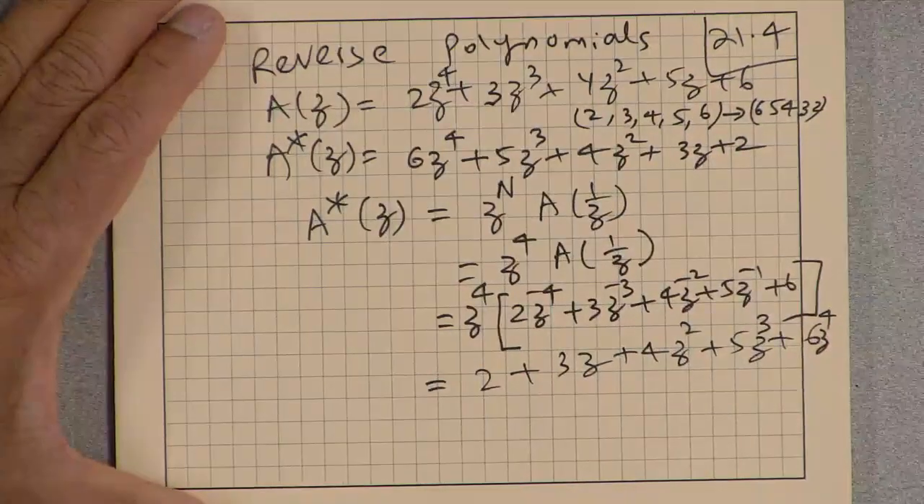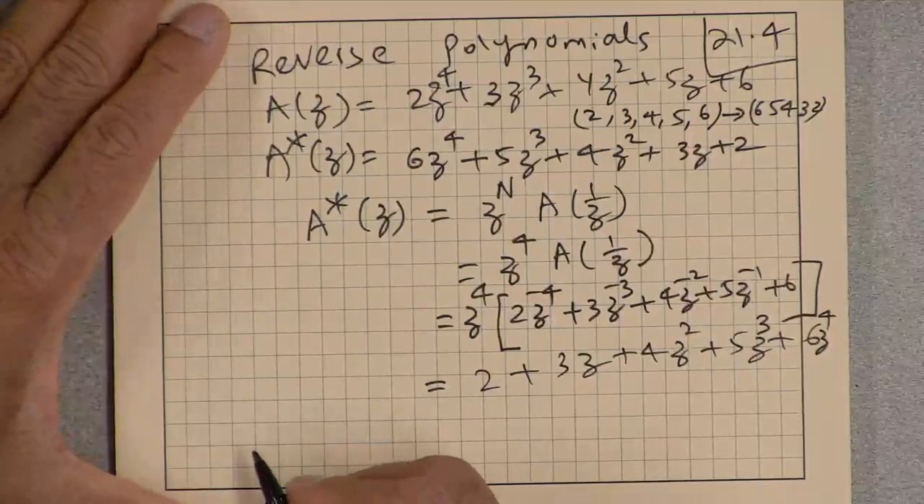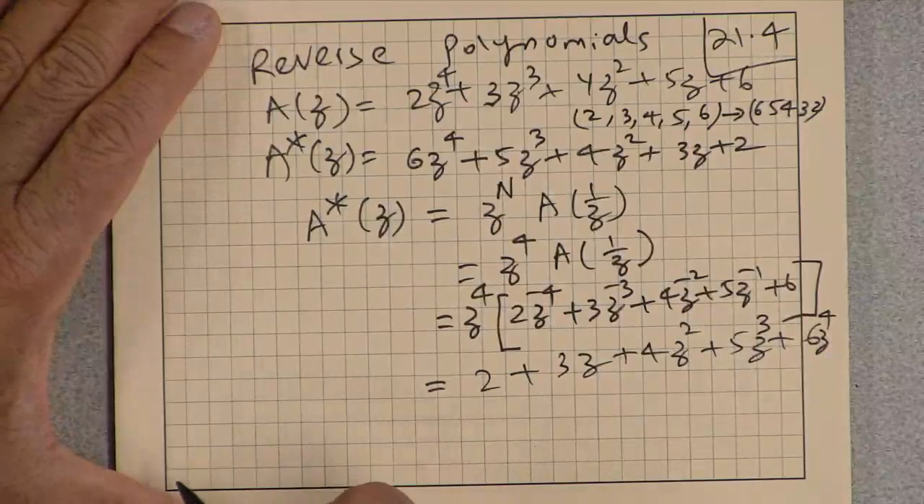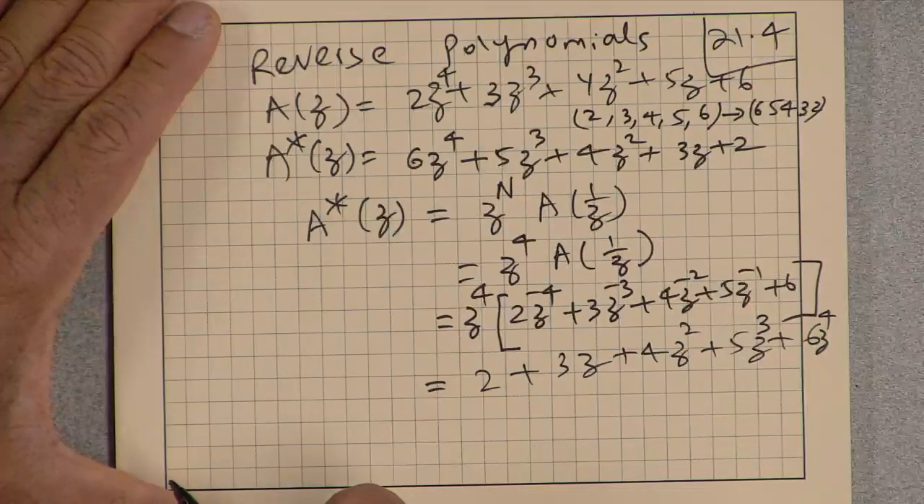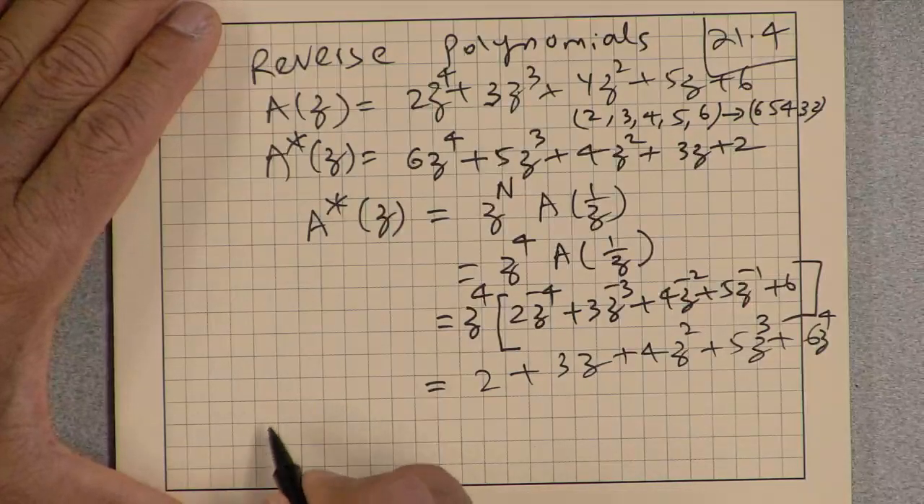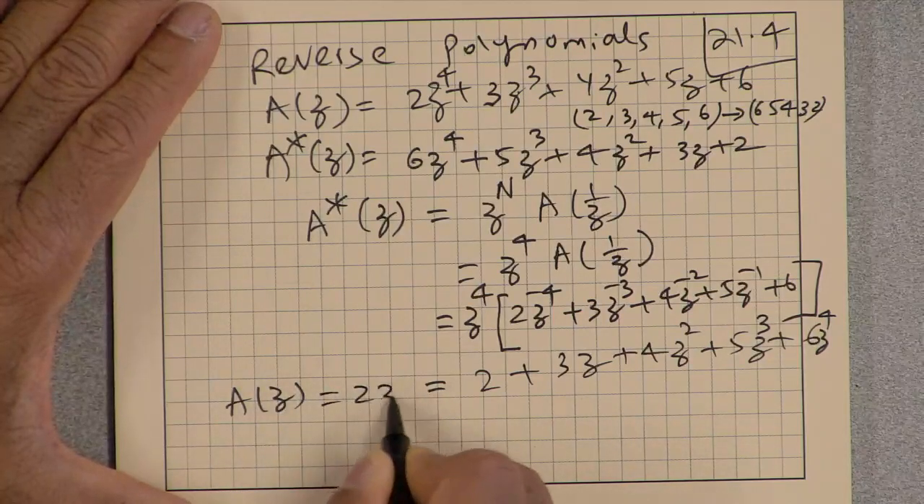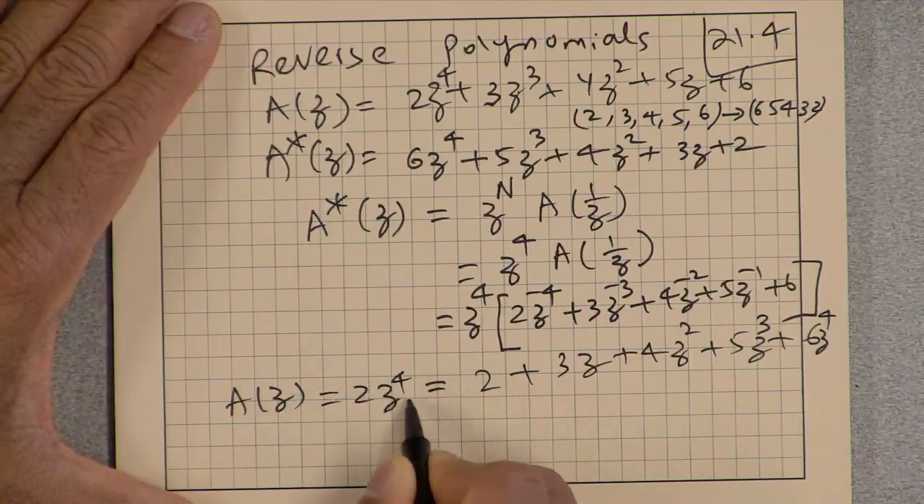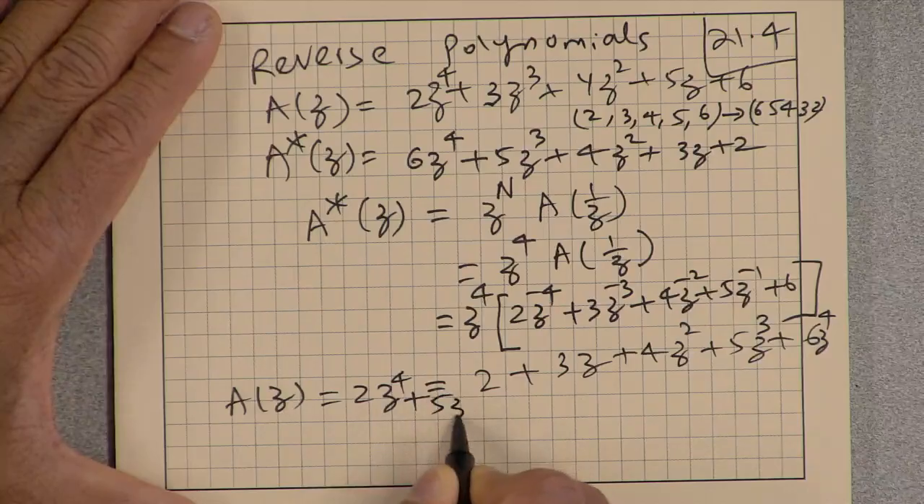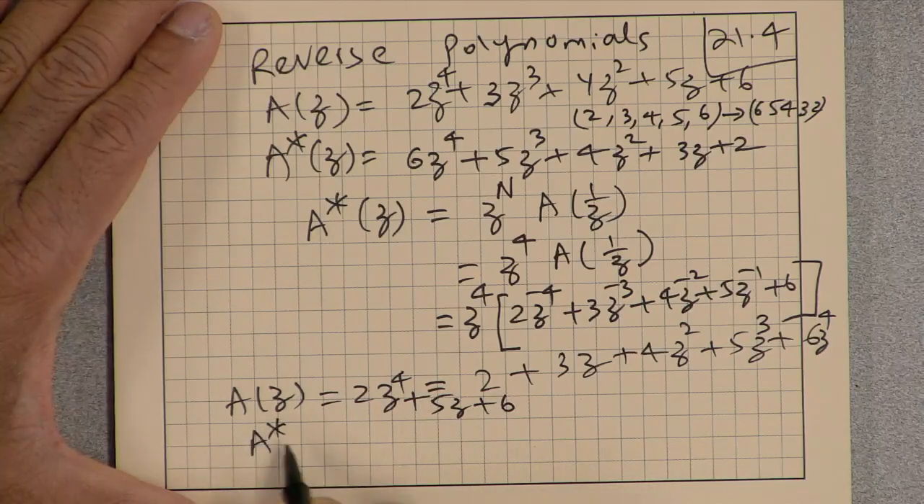So while taking the reverse, one has to be careful because it's easy to make a mistake, particularly if some of the coefficients are 0. So for example, if A of z is equal to 2z to the power 4 plus 5z plus 6, okay, then what will be its reverse polynomial?